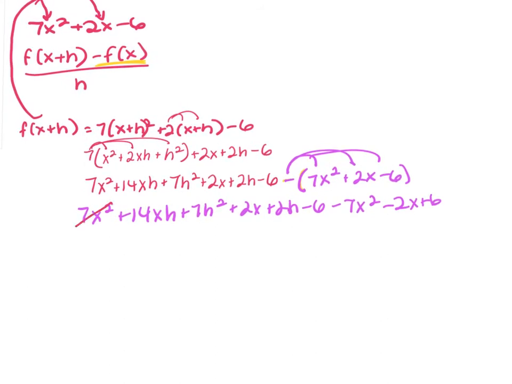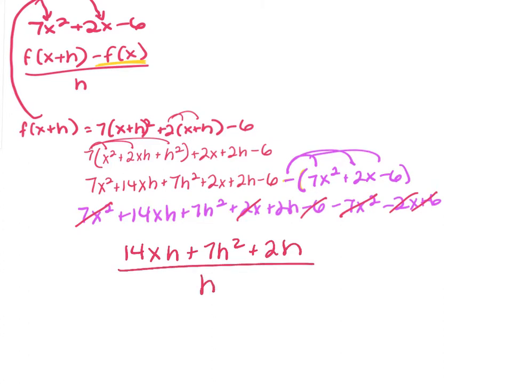So 7x squared and negative 7x squared, 2x and negative 2x, negative 6 and positive 6. Now what's left is 14xh plus 7h squared plus 2h, and I put it all over h for the last step. Cancel the h's: 14x plus 7h plus 2.